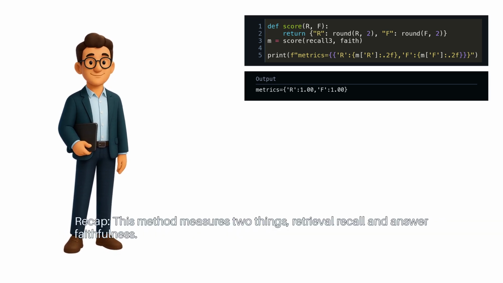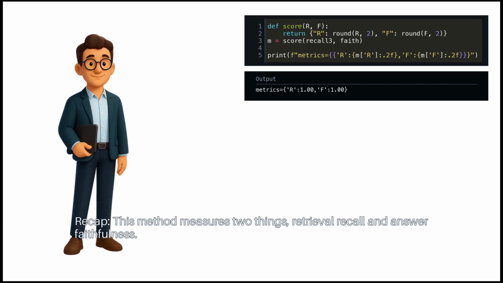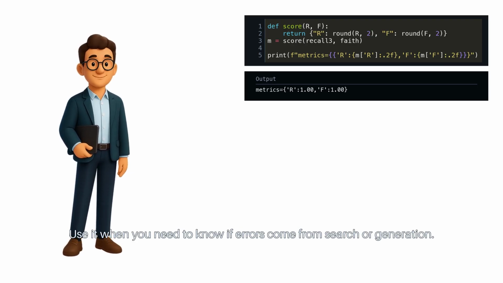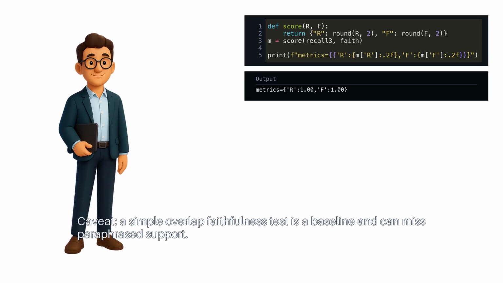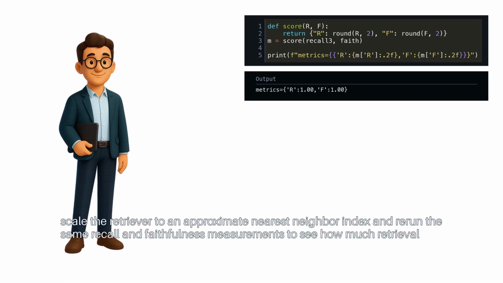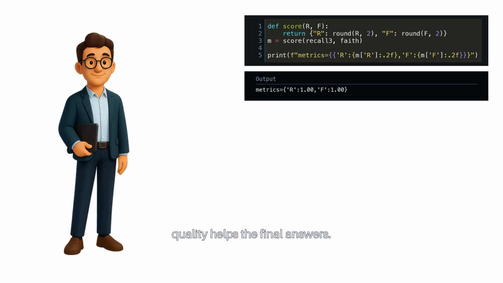Recap. This method measures 2 things, retrieval recall and answer faithfulness. Use it when you need to know if errors come from search or generation. Caveat. A simple overlap faithfulness test is a baseline and can miss paraphrased support. Next step. Scale the retriever to an approximate nearest neighbor index and rerun the same recall and faithfulness measurements to see how much retrieval quality helps the final answers.